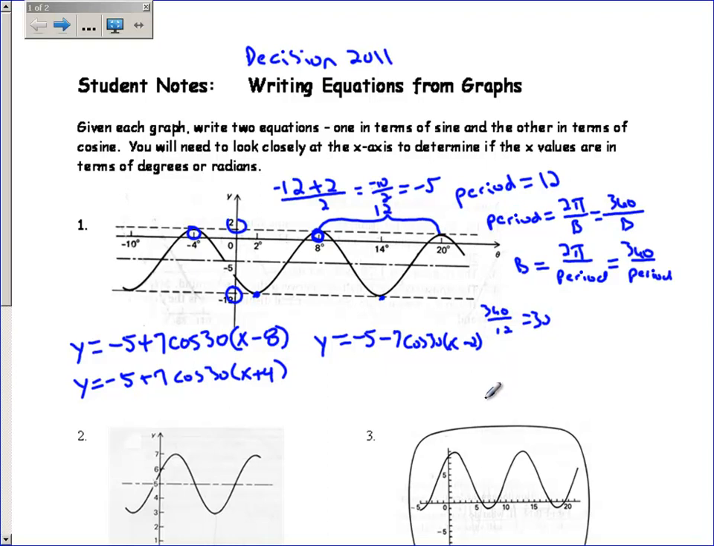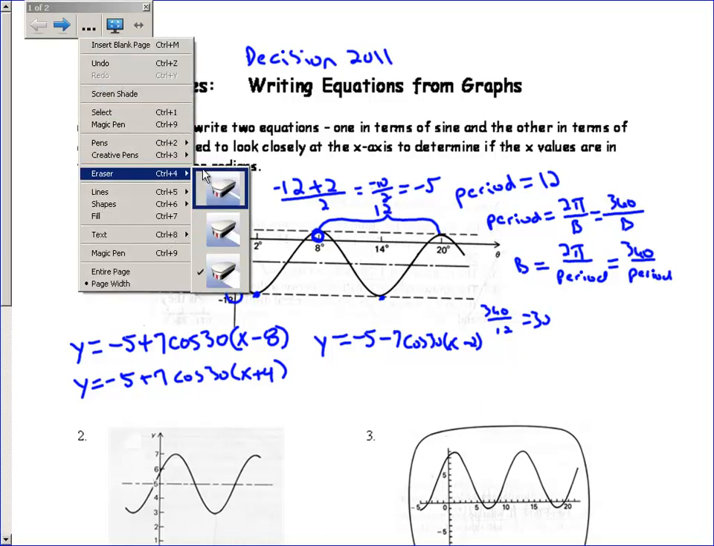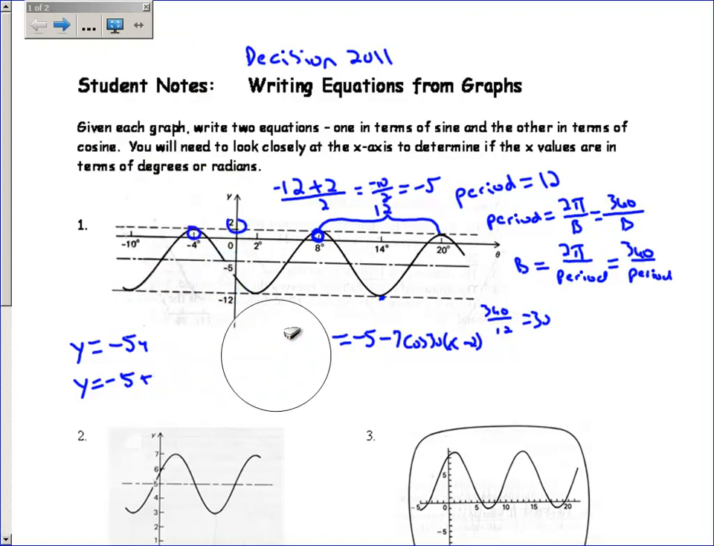What I'm going to do next is I want to talk to the people that want to be a sine graph person. So let me get my eraser out here and erase all of that.